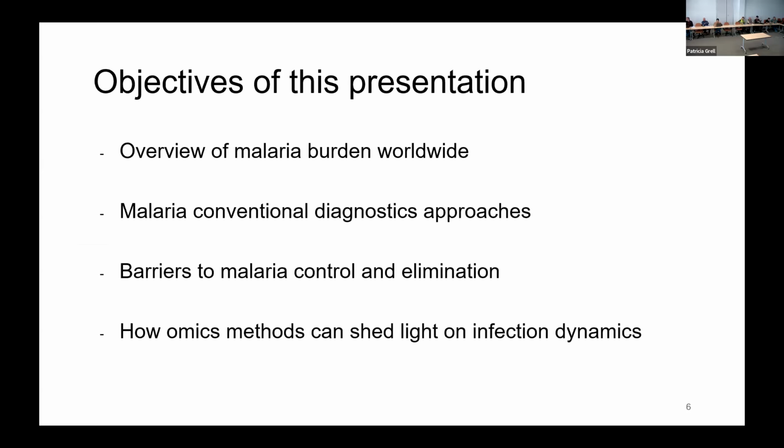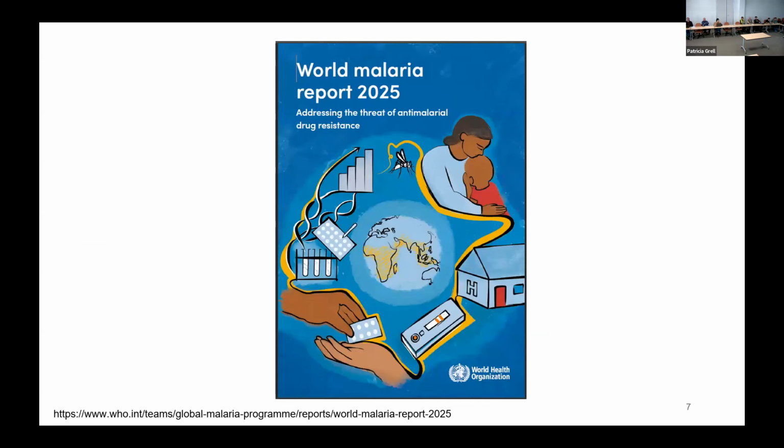Anyways, the objective for today is to have a bit of an overview of malaria worldwide, discuss conventional approaches to diagnostics, some barriers to control and elimination, and how omics methods can shed some light on these infection dynamics and help understand malaria better. And we're just going to start with the World Malaria Report 2025, which was released at the end of last year, so very recently.